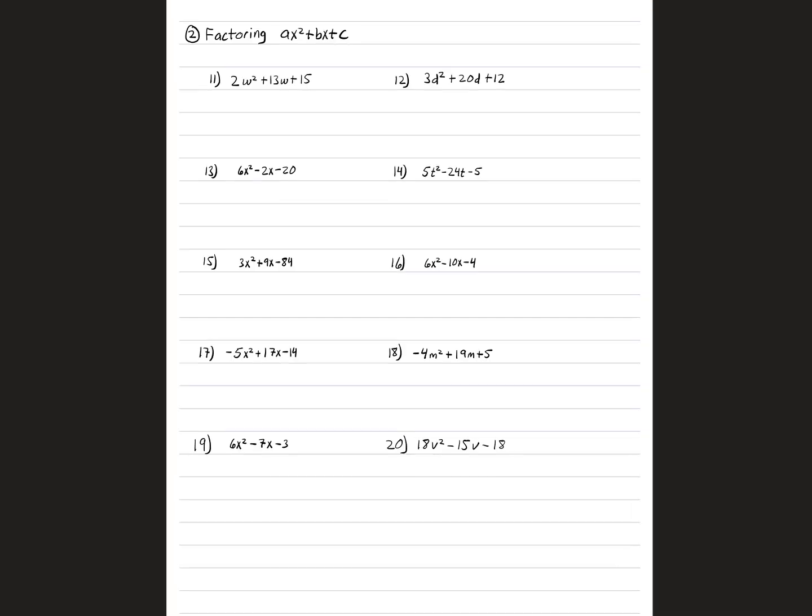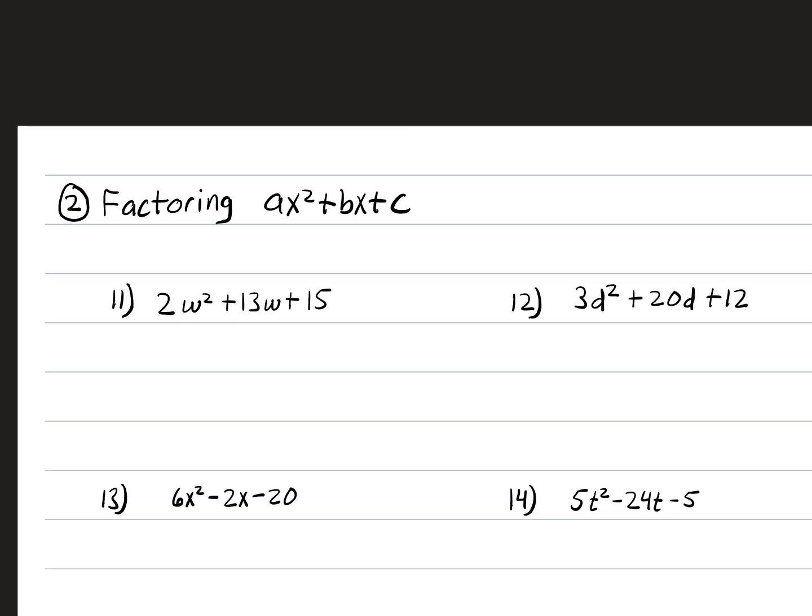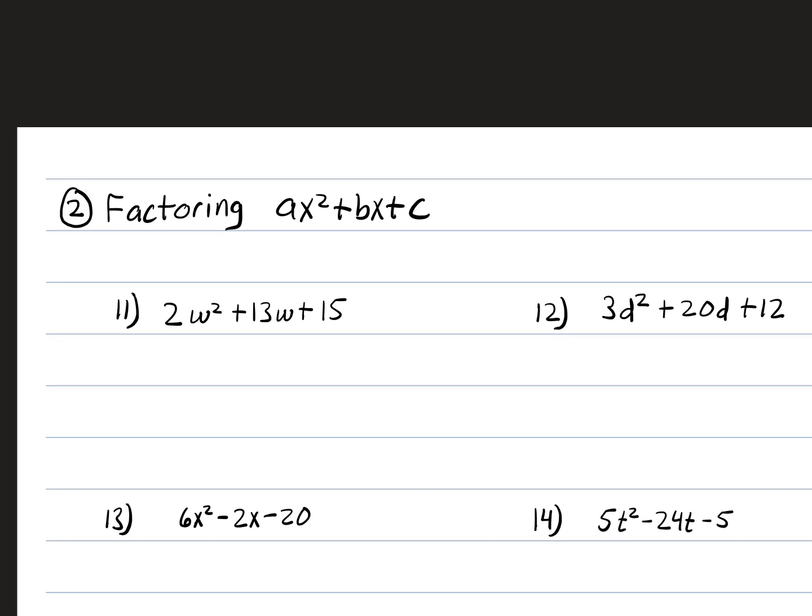Next page. This is for if you have something in front of your x squared term. So the steps for this are a little bit lengthier than before, but similar steps. If you remember from our lesson, the first thing that we always want to check is if there's a greatest common factor. Now between 2, 13, and 15, we don't have a greatest common factor. So from here, you have to multiply the first times the last.